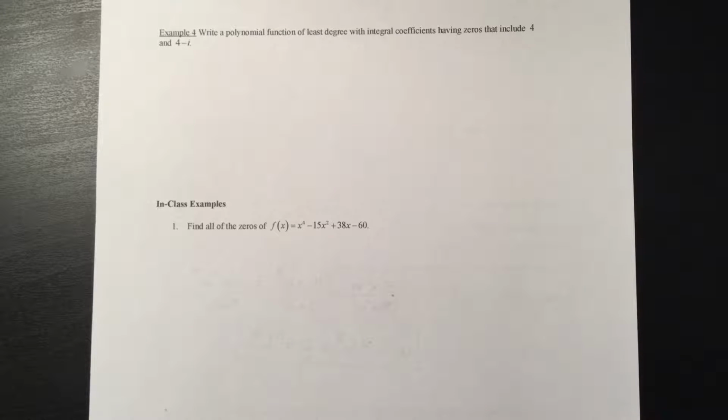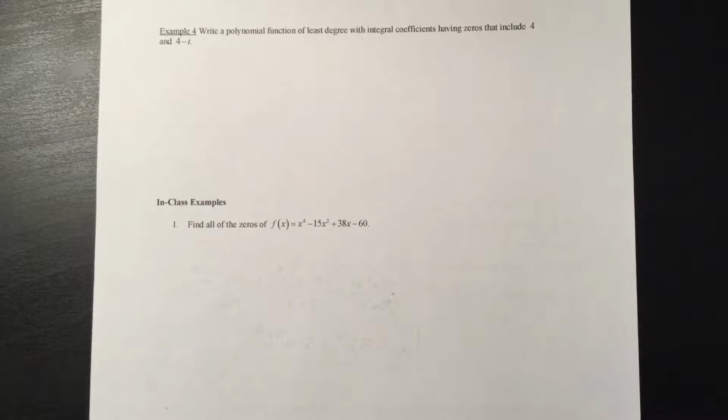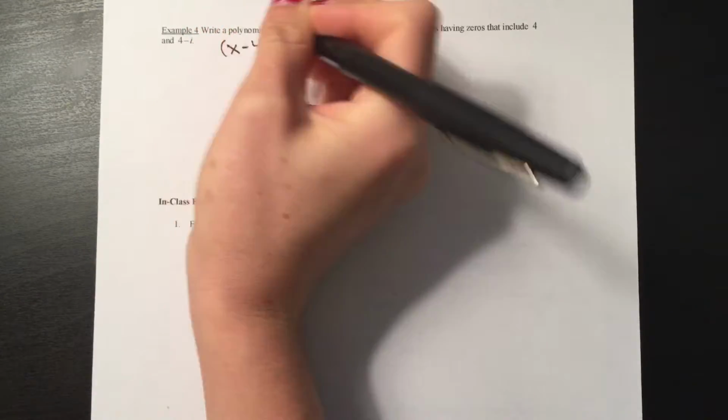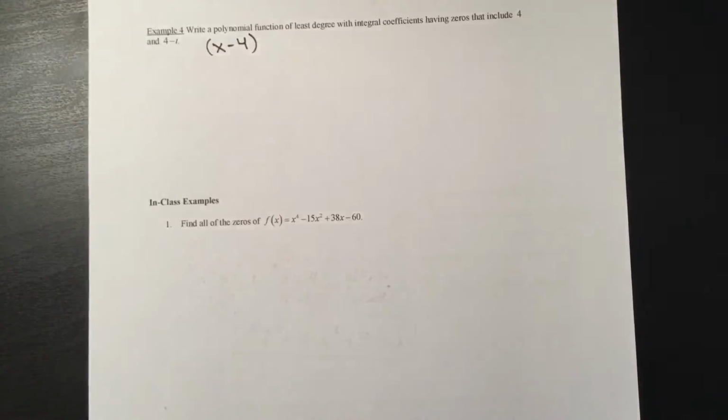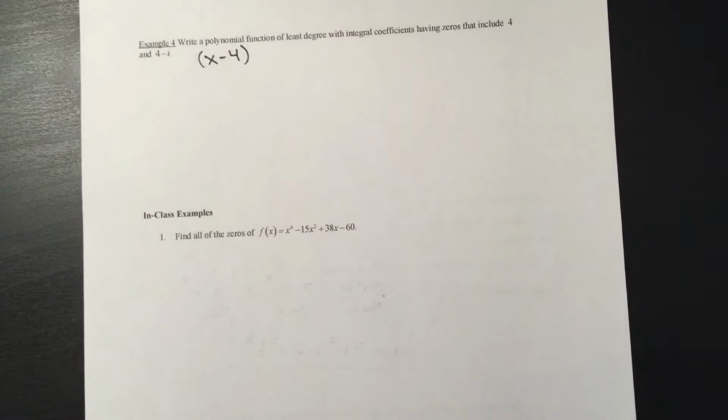So now in example 4, we're going to be setting up our own polynomial function. We've seen something like this when we were working in chapter 4, where we started with the factors and then set up what the polynomial equation would look like. So we have our zero of 4. If you have a zero of 4, then you are going to have x minus 4 as one of the pieces of your polynomial.